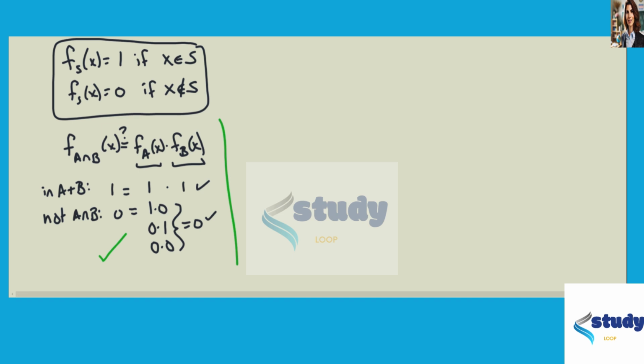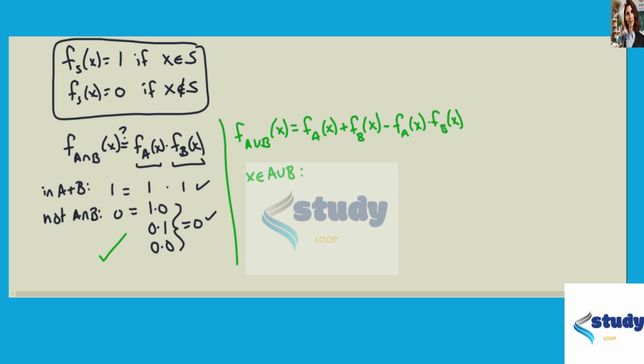Next, let's look at the union. My set now is the union of my two sets A and B. And I want to show that this equals f sub A of x plus f sub B of x minus f sub A of x times f sub B of x. We're going to look at 3 different cases. First of all, if x is an element of the union, and let's actually say it's in both.